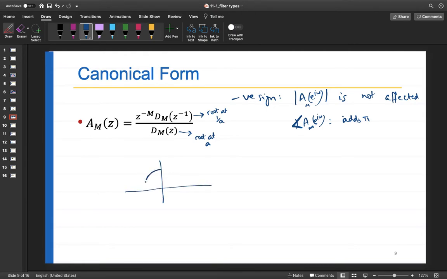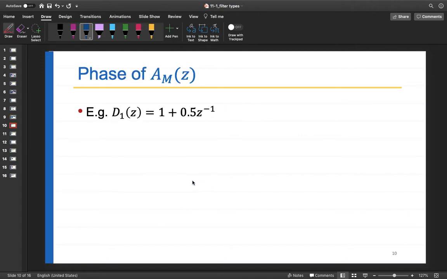Let us say this is my z plane and this is my unit circle. If I have a root at a, this means I have a pole for A_M(z) at a. Let's say this is my a. And D_M(z inverse) will have a root at 1 upon a, which means A_M(z) will have a 0 at 1 upon a. So this is 1 upon a. So this is how A_M(z) will look, right? I have a pole at a and a 0 at 1 upon a. Now, for stability, you know that the poles should be inside the unit circle.